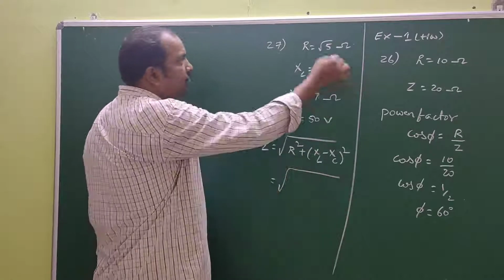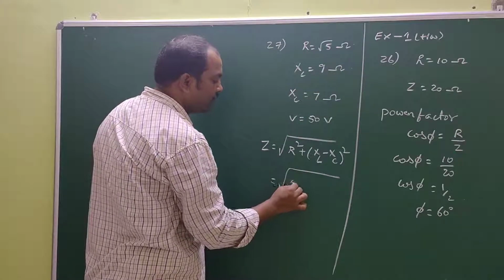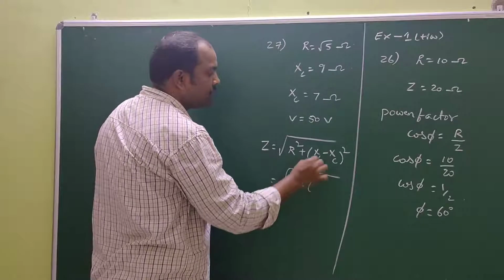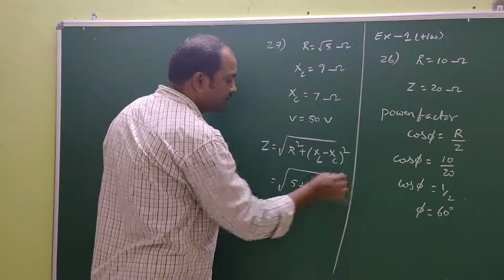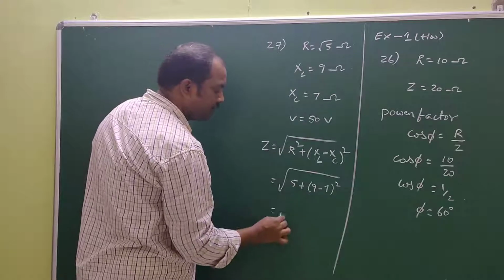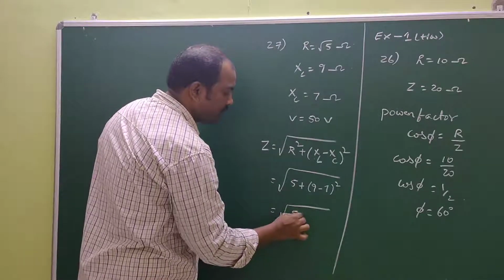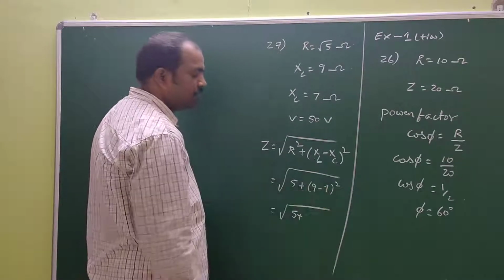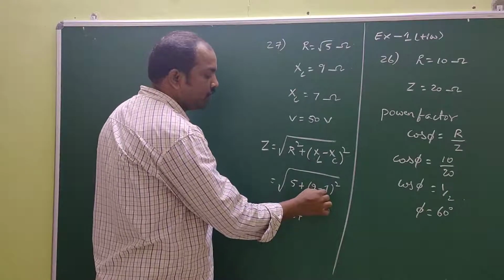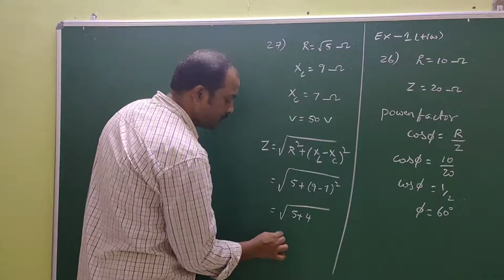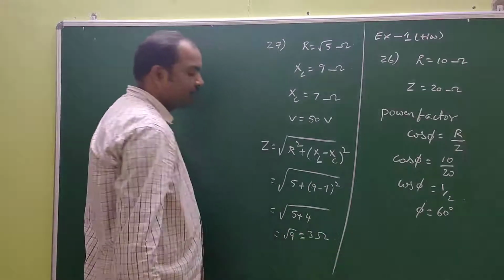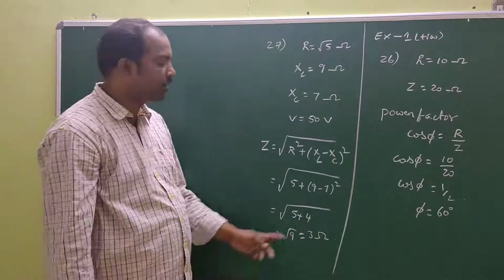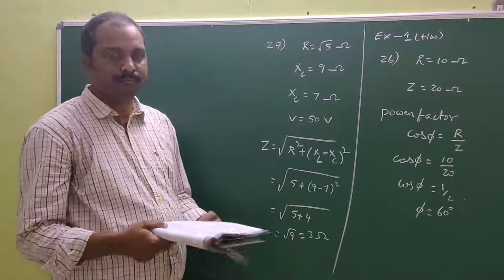So the resistance is how much? Root 5. Root 5 whole square means 5, plus inductive reactance 9 minus capacitive reactance 7. So now this is 5 plus (9 minus 7). 9 minus 7 is 2, 2 square is 4. So it is under root of 9, that is equal to 3 ohm. So the impedance of the circuit is 3 ohm.